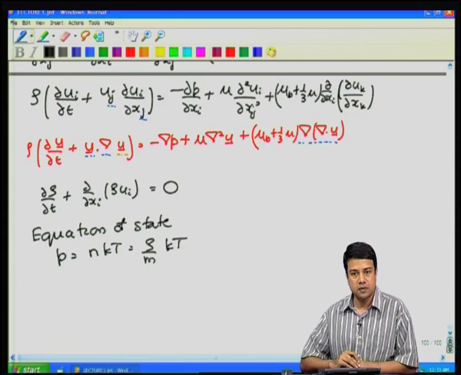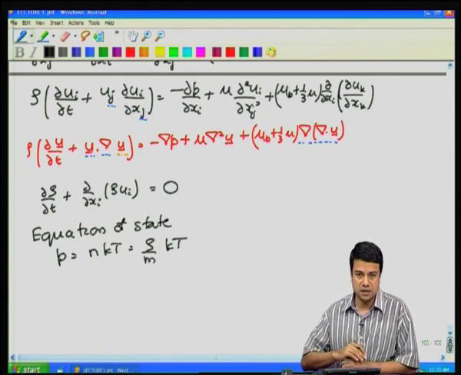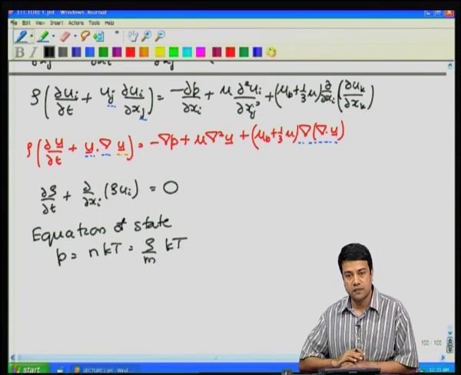So, in general, you need to know the equation of state. For ideal gases, it is just the ideal gas law. For liquids, you need to know how the density varies with temperature and pressure for the liquid state itself. So, that relationship is required in order to completely specify the equations.